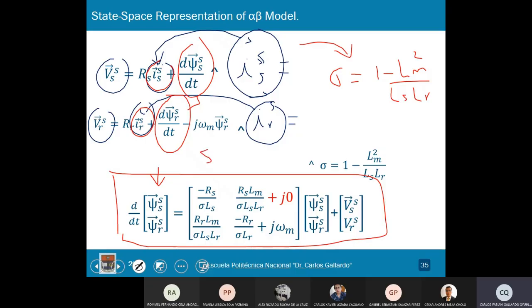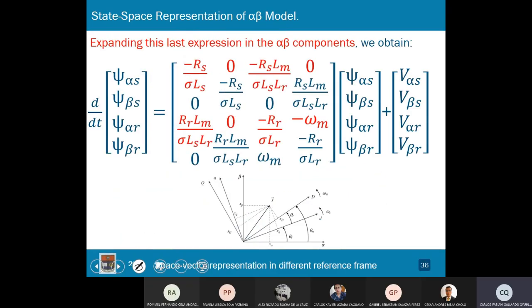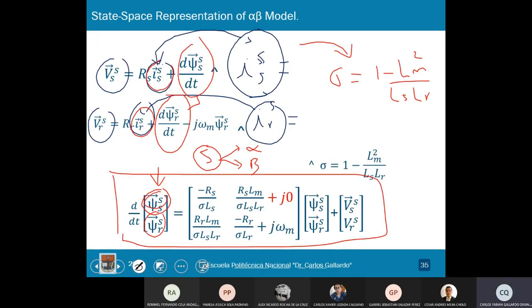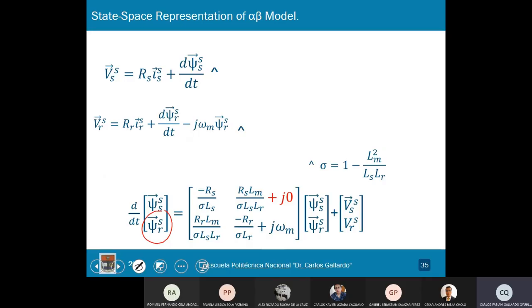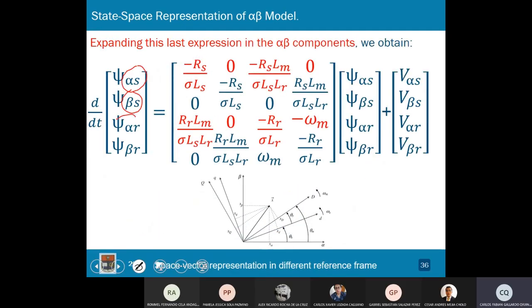If I have the state or reference frame, it's possible to break it down in two components. This is the stator reference frame, so I am representing in the stator's reference frame. Therefore, it's possible to split up in the alpha beta components. So I will have two components for this flux and two components for this flux. This is the alpha beta reference frame. Splitting up, I will have the alpha and beta component, and the same for the rotor.